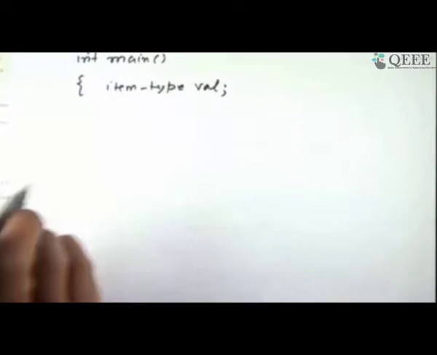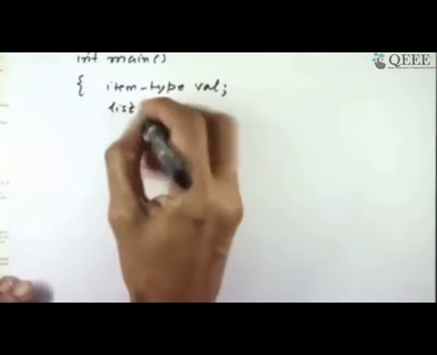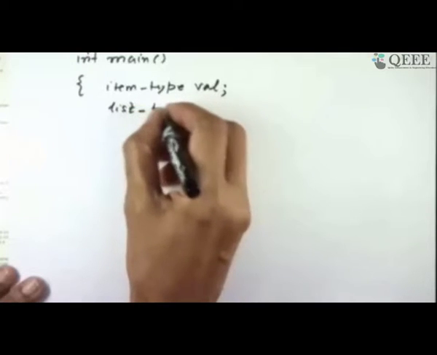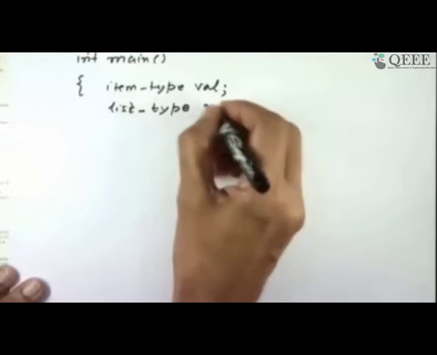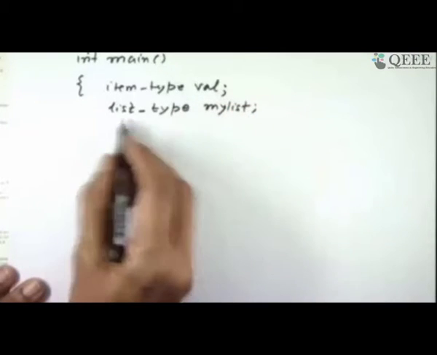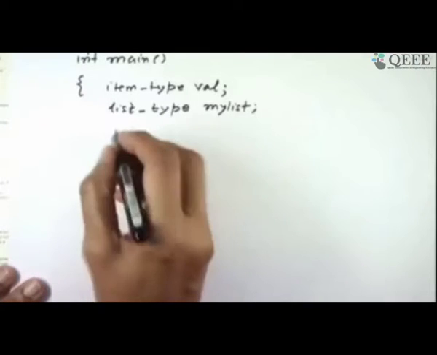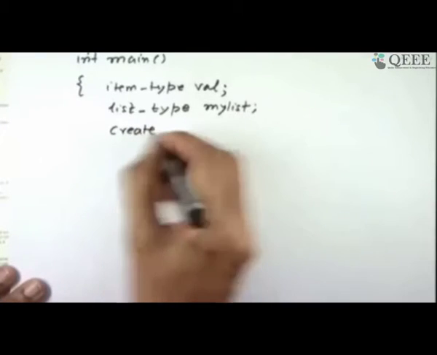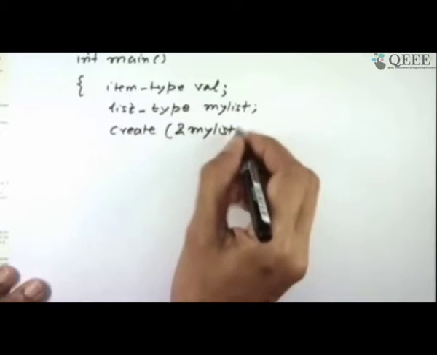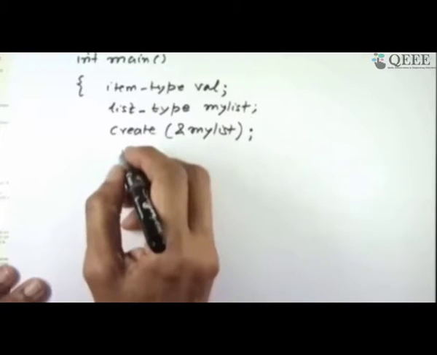I want to create a list. So for the list I need a list type, and this can be my list. I'll show you what I'm trying to do. The underscore type, these I've defined already. So the type definition. Then I do create, and I'll pass the address of my list, and we'll see what happens. Why am I doing this? It has to be consistent with my function definitions.